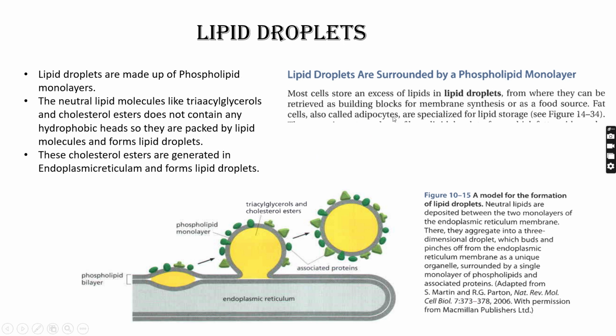Now you find that most cells store excess lipids in the form of lipid droplets because they want to retrieve it as building blocks for membrane biosynthesis or as a food source. But other than this, these lipid droplets also play a major role in development. There are many questions regarding the role of lipid droplets in zebrafish embryo development, because these lipid droplets not only hold nutrients, but because of their hydrophobic nature, they contain some very important protein molecules which actually regulate the signaling mechanism.